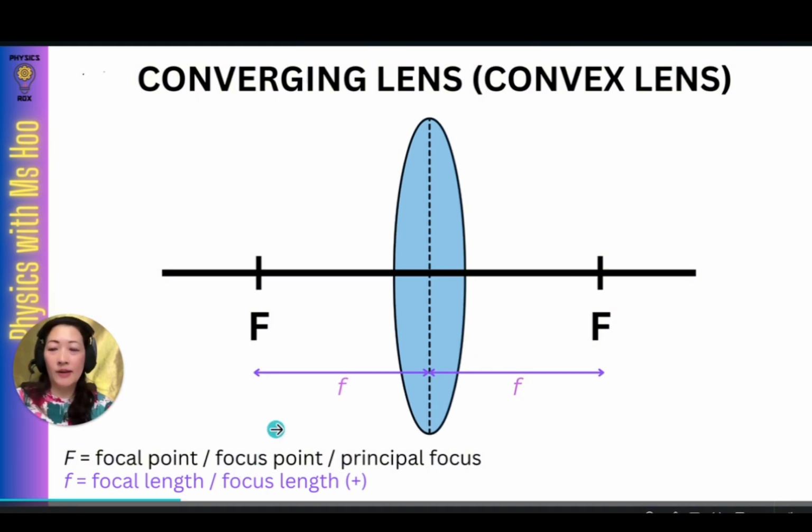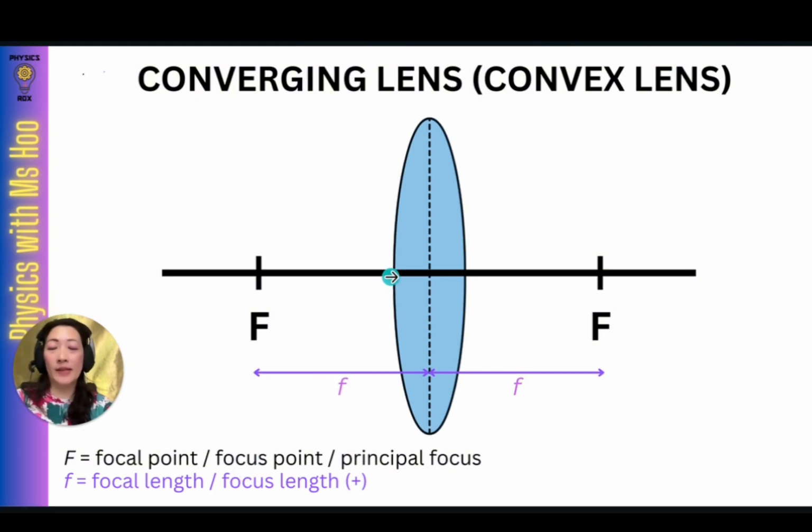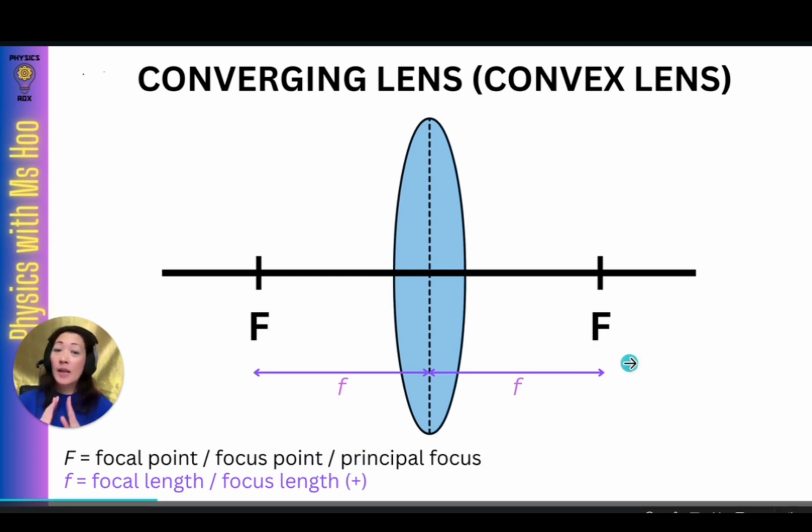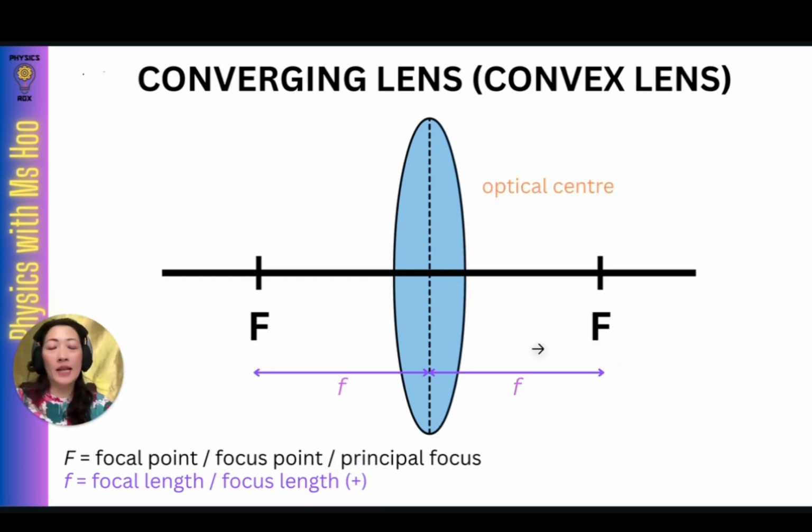Now you must take note that the measurement of the length is not from the surface of the lens, but rather from the center of the lens, as you can see from this diagram. As mentioned, for a biconvex lens, the value of the focal lengths on both sides will be equal. The value of the focal length or focus length for a convex lens is said to be positive because the light rays converge forward. That means the focal point is in front of the lens. That's why the value of the focal length or focus length is positive. The center of the lens is known as the optical center.